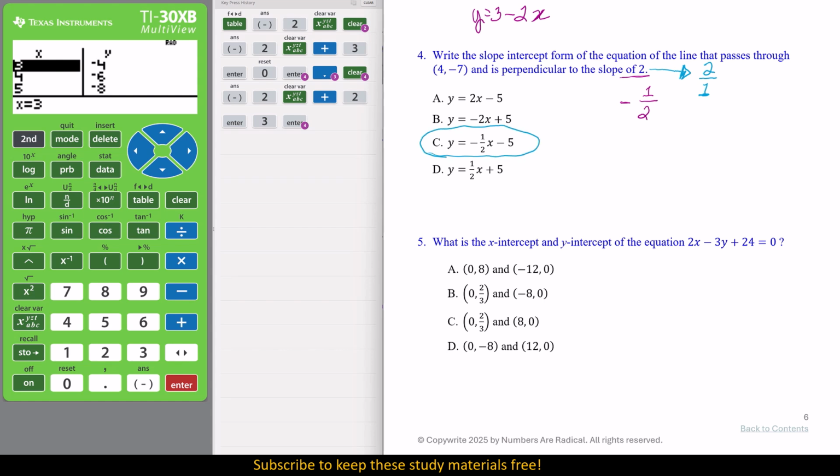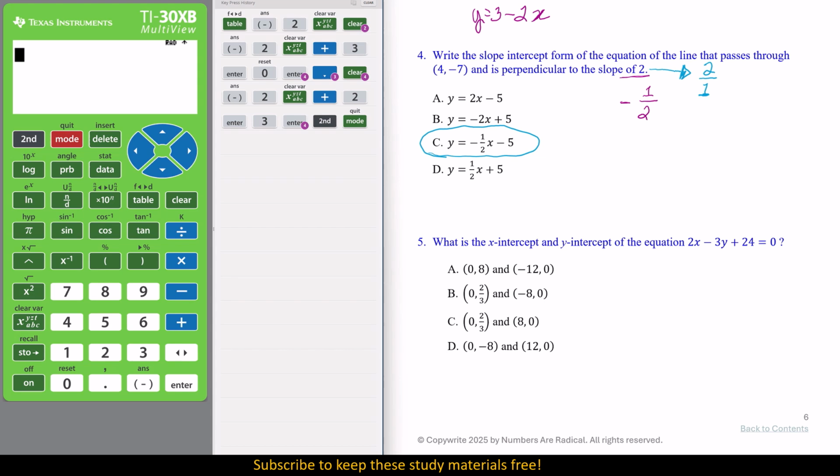But we need to check it. Don't just believe it and move on in your test. It doesn't take but a second to go back, clear out what you have, and check. So I have negative fraction 1/2. You've got to arrow all the way over, put in your x, and then -5. That's a subtract 5, okay?